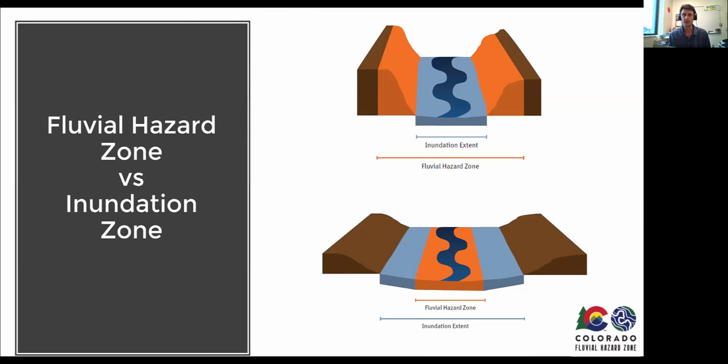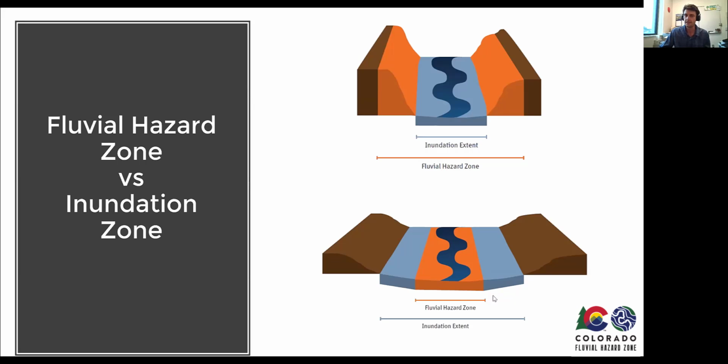Another look at this: if we had a narrow valley, up top, where we have a relatively confined river corridor, the inundation extent would be pretty narrow because that water is just going to go to the edge of the hill slope. The fluvial hazard zone, however, would extend up into the hill slope a little ways using that fluvial hazard buffer. And so here the fluvial hazard zone would be wider than the inundation zone.